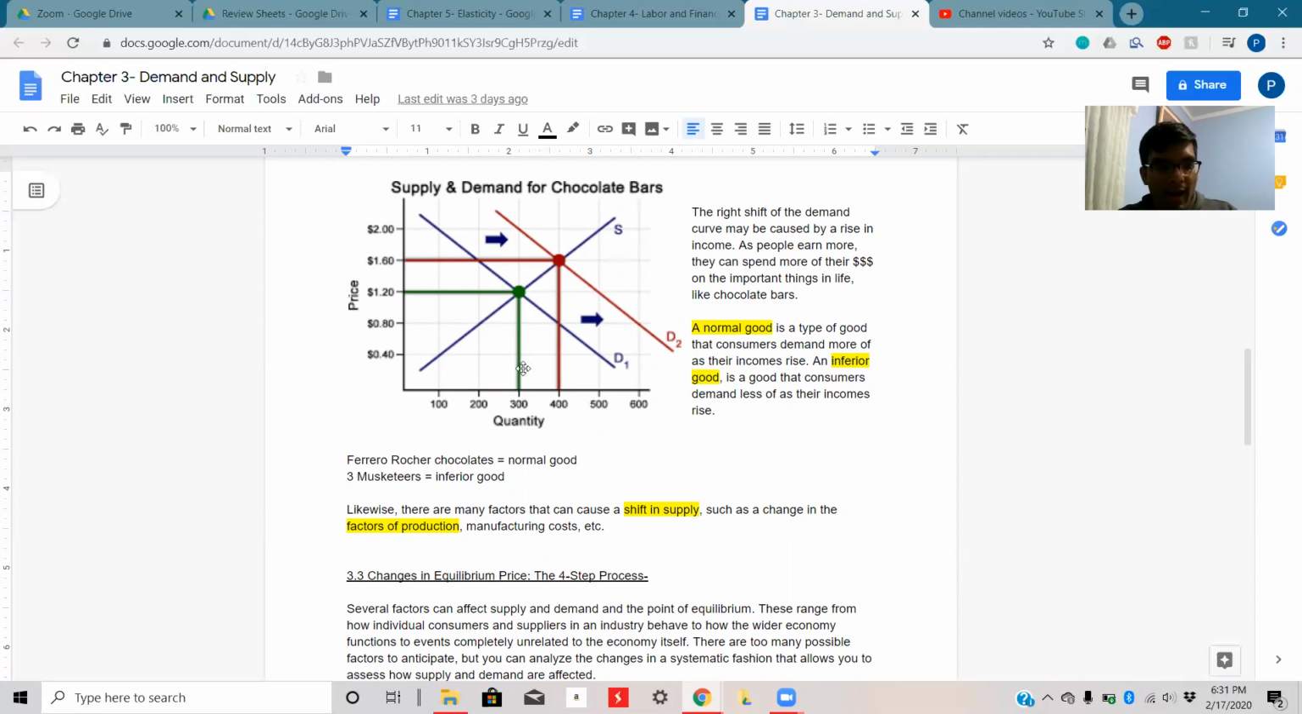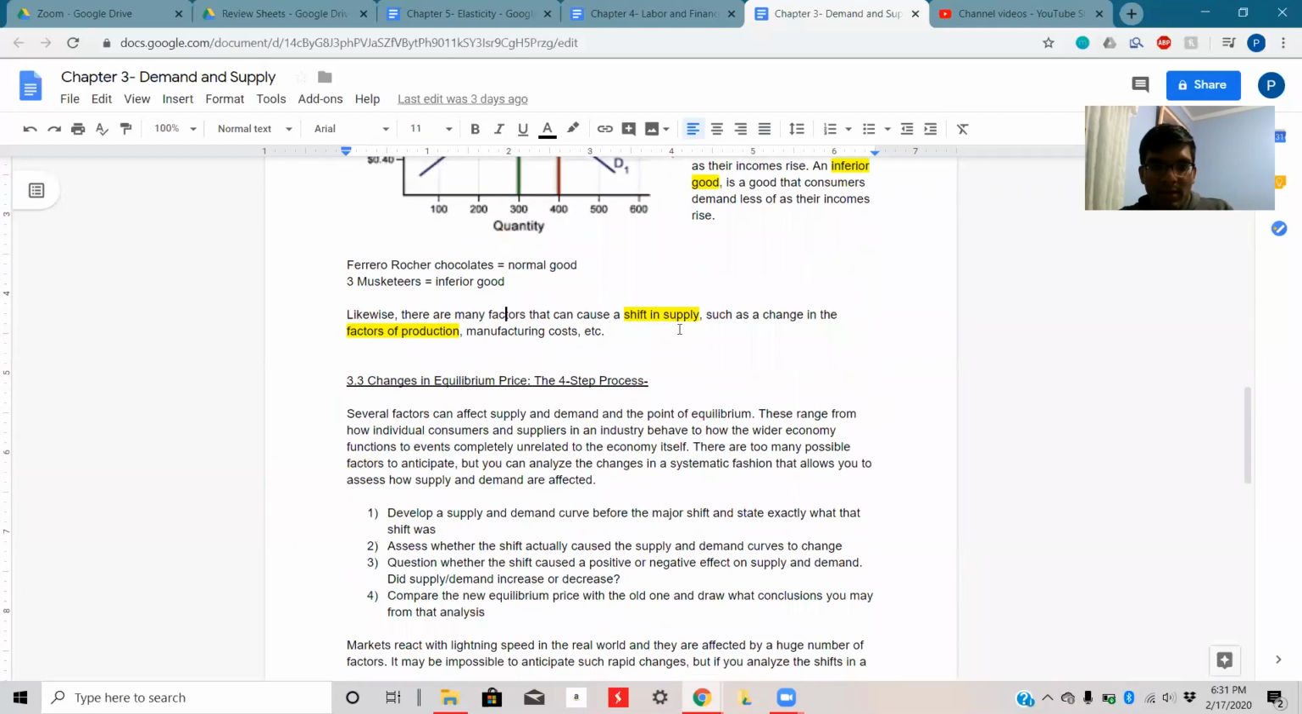Here I have Ferrero Rocher chocolates, however you pronounce that. It's a normal good because those are really good, high quality chocolates, and people want more of them as their income rises. And here I have Three Musketeers as an inferior good because it's not as good of a chocolate. Likewise, there are many factors that cause a shift in supply, such as a change in the factors of production, manufacturing costs, etc.